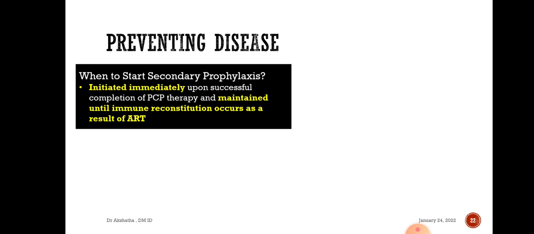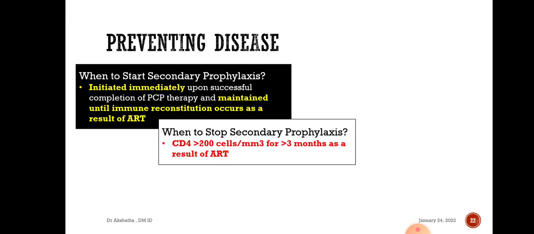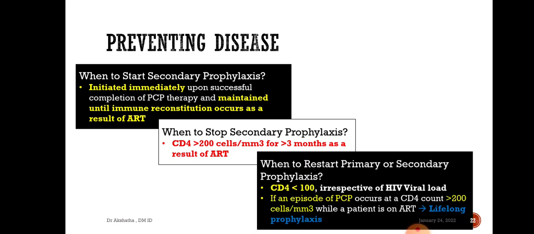Once the patient has had a PCP infection, you will give a secondary prophylaxis to prevent reinfection or relapse. This should be initiated immediately upon completion of PCP therapy, and it should be maintained till immune reconstitution. When will you stop the secondary prophylaxis? It will be stopped when the patient has a CD4 count of more than 200 for more than 3 months as a result of ART. So the patient should be on ART, and the CD4 count should be more than 200 for at least 3 months.